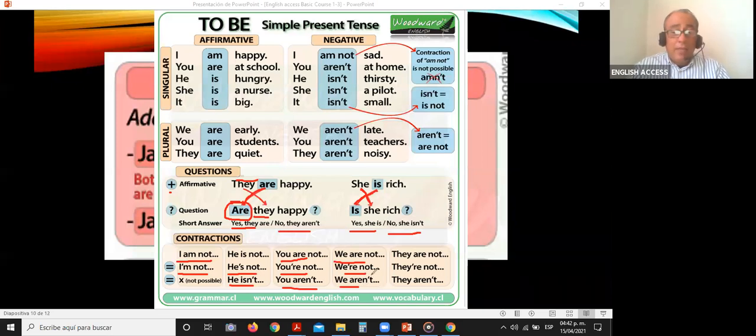They mean the same. They mean no. All of these answers mean no. It's a negative answer. They are not, they're not, or they aren't. So they mean the same. You can answer in one of these three ways and it will be a correct answer if it's negative. If it's affirmative, you say yes.